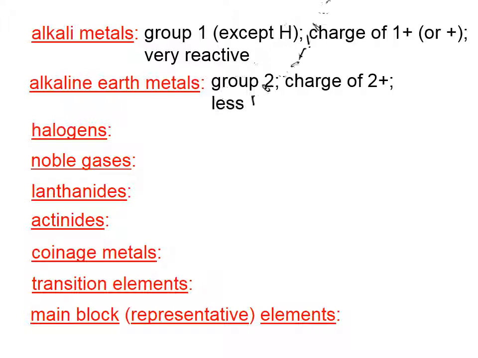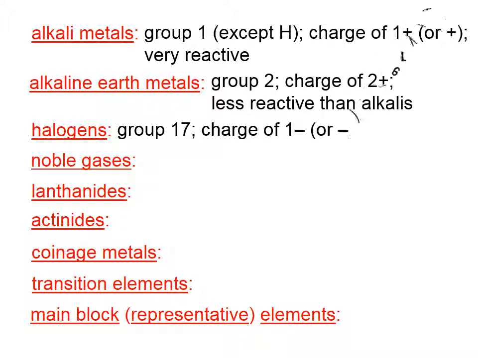The alkaline earth metals are the group 2 elements. These tend to lose two electrons, and of course, you should have learned in your study of atomic structure why it is that the group 2 elements tend to lose two electrons, because they want to have the same electron configuration as a noble gas. So that's a story that hopefully you've heard already, so I'm not going to go into it. But the group 2 elements, the alkaline earth metals, tend to lose two electrons, and thus tend to attain a charge of 2+. They're not quite as reactive as the alkali metals.